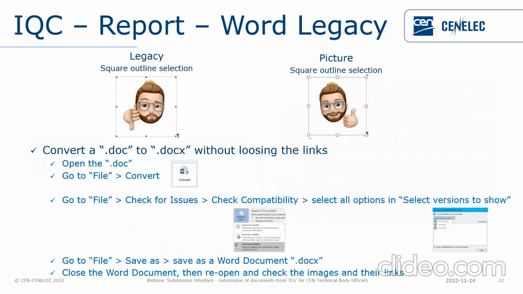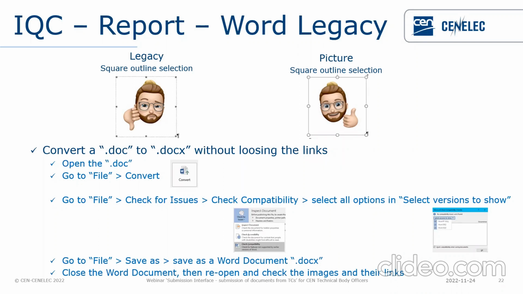This is an example of how to spot them. When you are in your document and you select them, you can see on the left side a square outline selection. While on the right side, you do have, oh, I forgot to change that. This is not square, but more rounded selection. So indeed, the right side is the correct one, the correct outline selection.